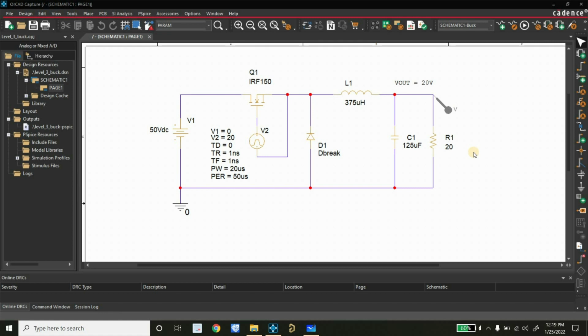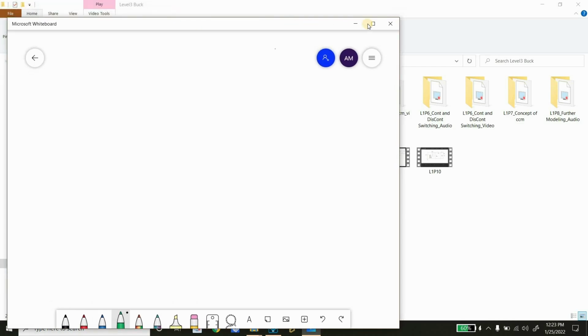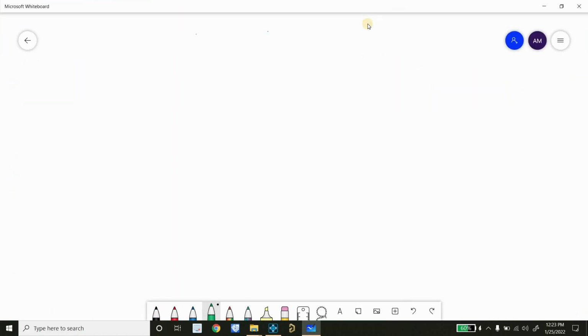Now we're going to discuss the calculation part. Let's start the calculation part of the buck converter. We'll start with D on. D on will be the on time divided by the total time, T on plus T off, or you can say the duty cycle. So which will be 20 divided by 50, and we'll get 0.4 from that.